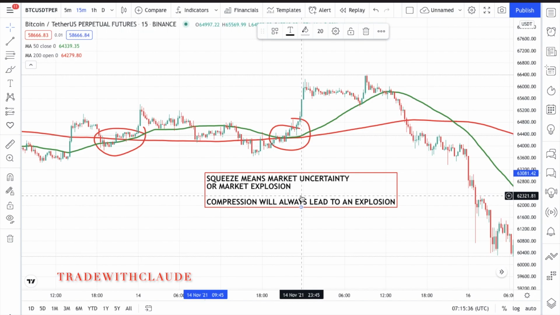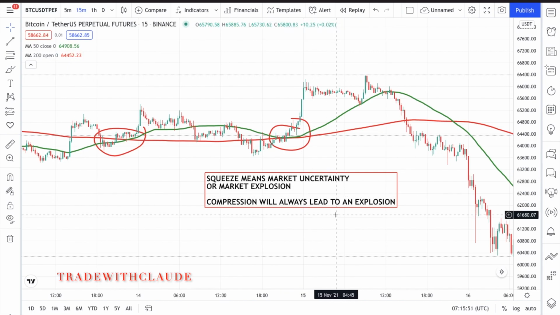So you need to understand this. An uncertainty leads to an explosion because you're trying to compress. Remember, nobody can suppress or compress or oppress the market. I'm not being a motivational teacher. So now, compression will always lead to an explosion.